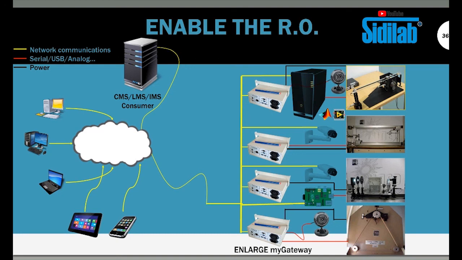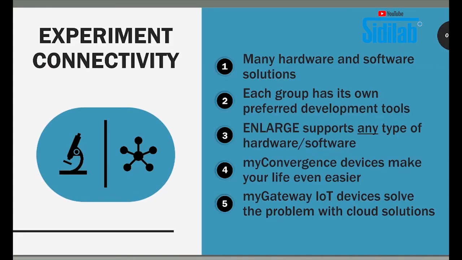Now let's go back to the three issues with the tasks of enabling the remote operation of your system, to sum all this up. The first one was the experiment's connectivity. As we have seen, there are many hardware and software solutions. Most of them are perfectly valid, of course, and the use of one or the other just depends on the budget or on personal expertise or on personal preferences.